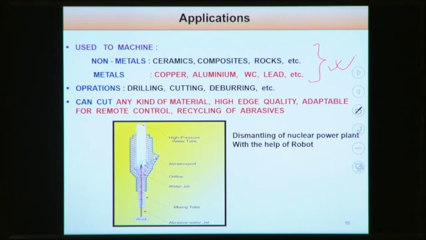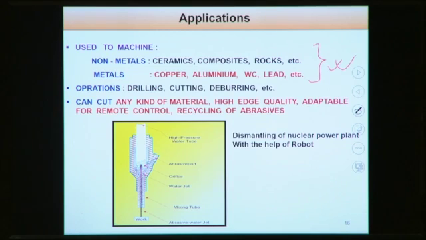What operations can be done? These are operations like drilling, cutting, and deburring. These operations can be done by the abrasive water jet machining process. It can cut any kind of material, and whatever material is cut has a very high edge quality. Researchers have reported that the edge quality of this cut is very high.